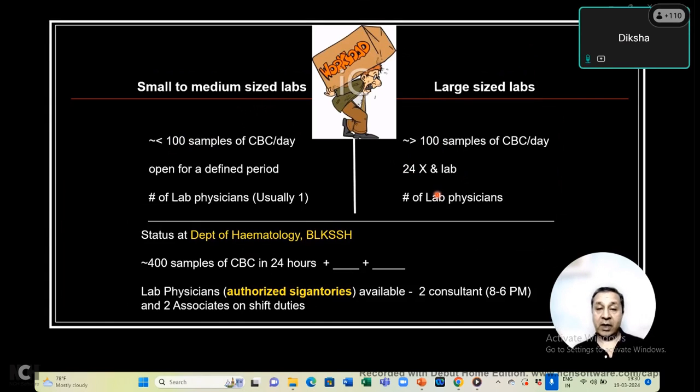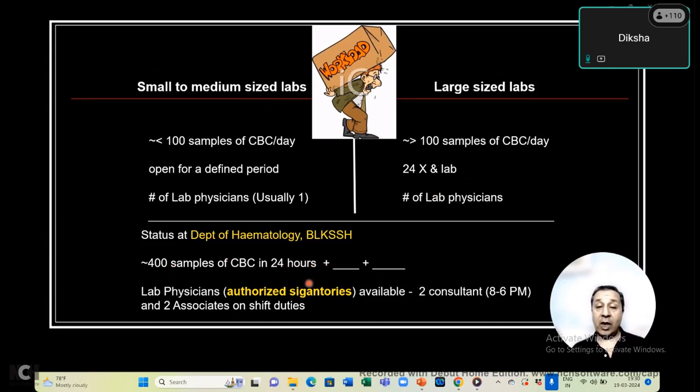And even if they're running 24 by 7, they're again kind of laboratories which are large-sized labs. Now, if you look at our hospital, we have about 400 odd samples of CBC, somewhere around 450 to 500 today in 24 hours. And in addition to all this, we not only do CBC, we do a lot of other tests. For example, hemostasis testing, flow cytometry, bone marrow examinations, protein electrophoresis, just to name a few.